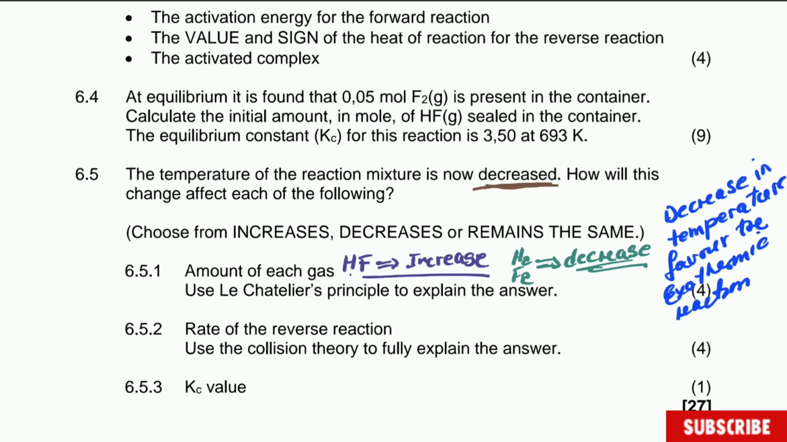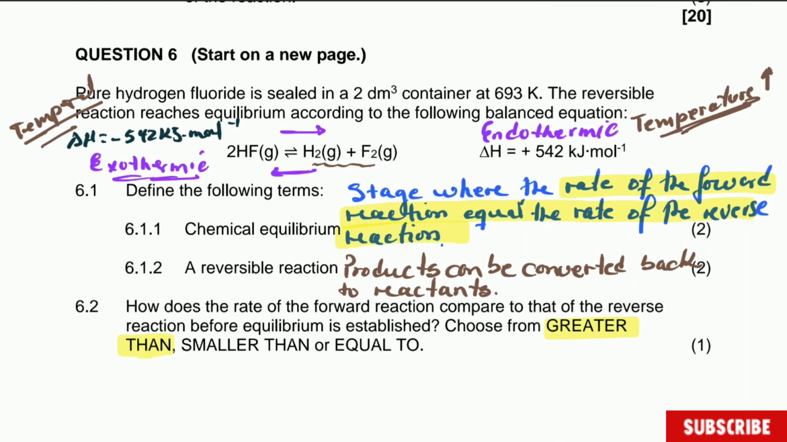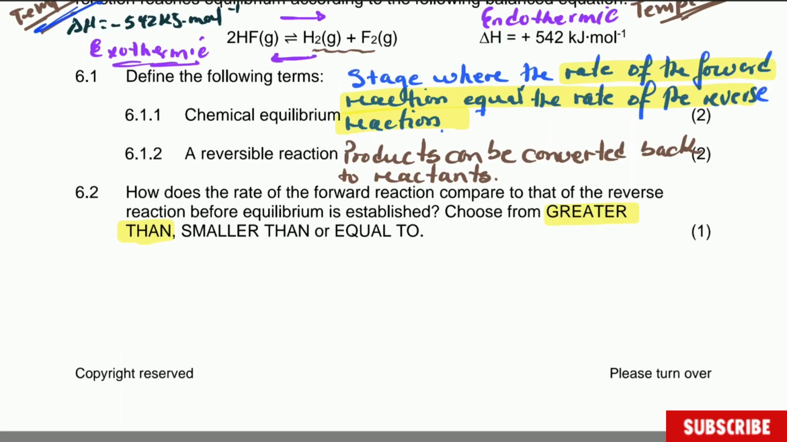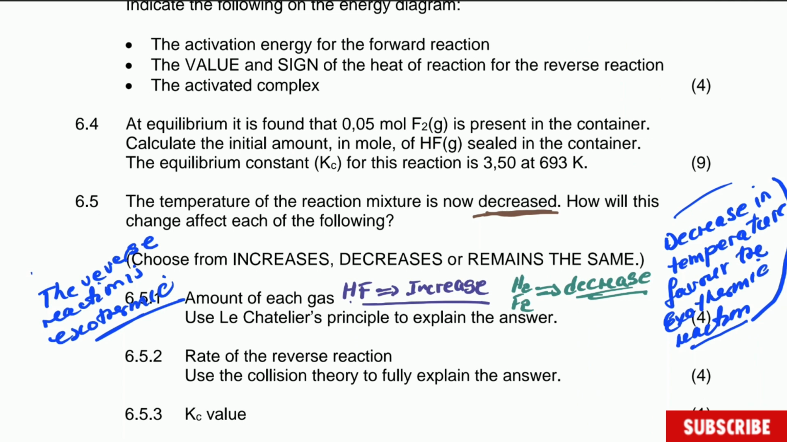So what will you have to say? Decreasing temperature favors the exothermic reaction. We say it on top there, guys. Here it is. You can see we say it. A decrease in temperature will favor the exothermic reaction. You can see it right on this side there. And which one is the exothermic reaction? It is the reverse. The reverse reaction is exothermic, and that will end the explanation for 6.5.1.